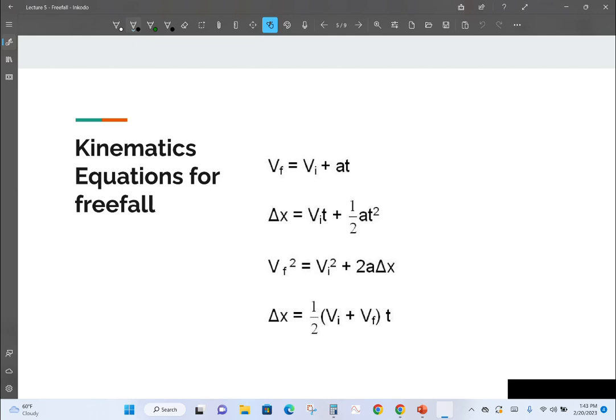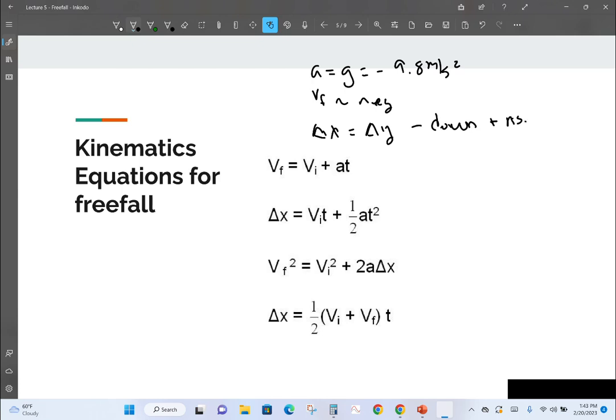So that means that this is an object that is accelerating. And we are going to have kinematics equations that are exactly the same as the ones we had before, but we may be using a little bit different variables. Our acceleration is always going to be g, which is always going to be negative 9.8 meters per second squared. And our delta x is really a change in y and is negative when you fall down and positive if you rise up.